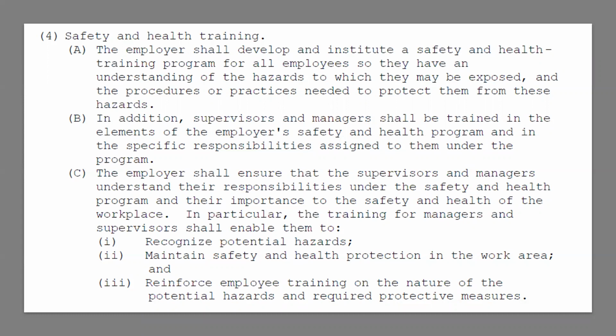Okay, so some things to think about. So three elements here. The first one says that the employer has to develop and institute a safety and health training program. Again, a program, what is that? That's something that's established. It has criteria, it has a schedule. We know what the needs are of the people who are participating in the program. We've done a needs analysis.